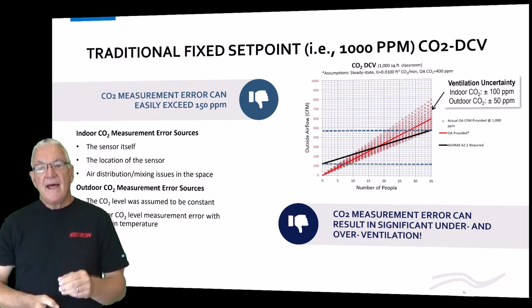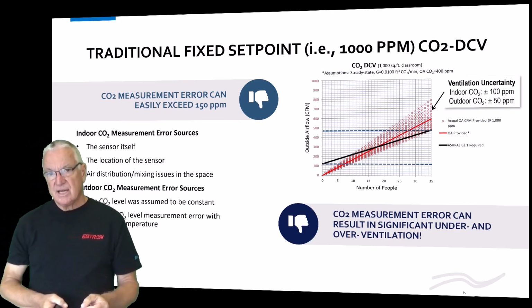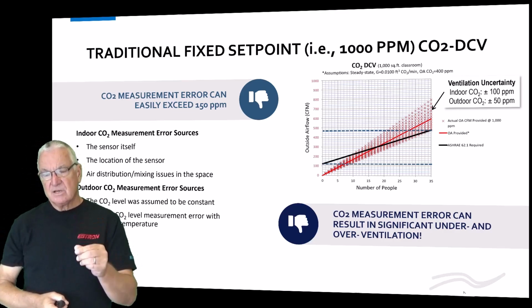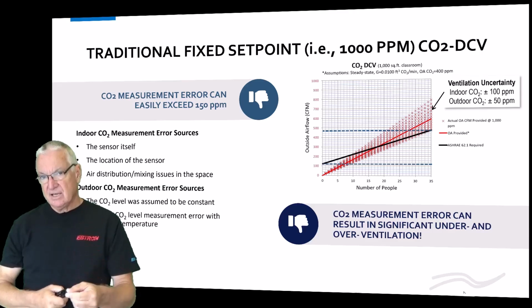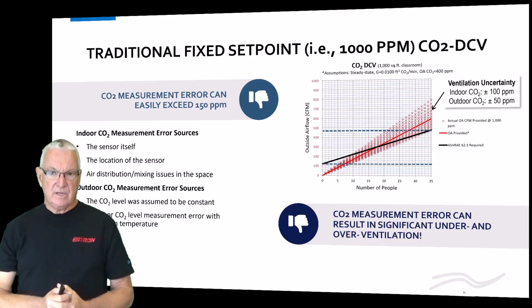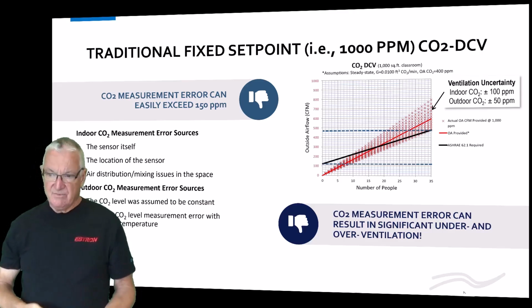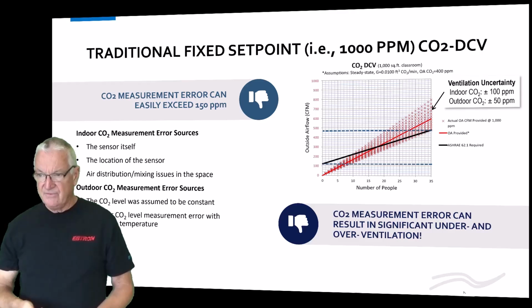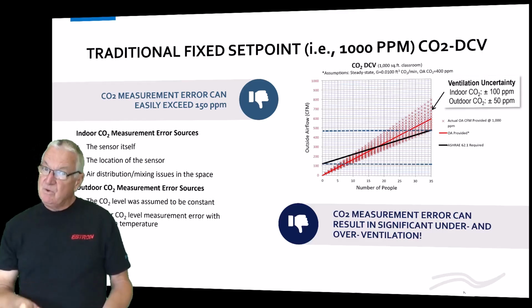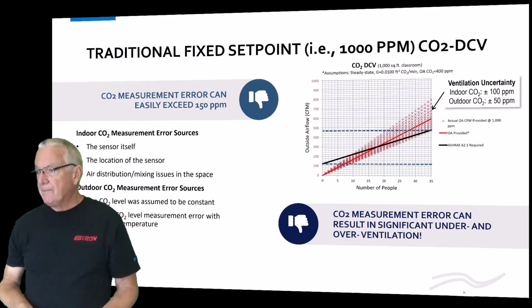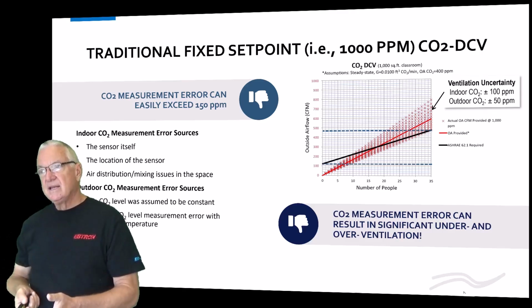Now what we're going to do is add some uncertainty to the measurement and do these calculations. So we're going to put 100 parts per million uncertainty in the CO2 measurement. And now the CO2 sensor itself might be better than that. It might be 35, 50 parts per million. It might be worse than that. But where it's located is a big deal.